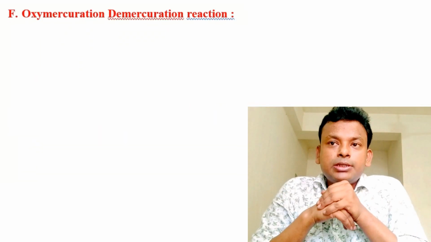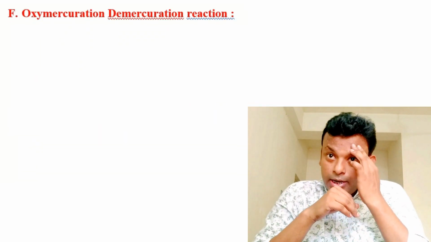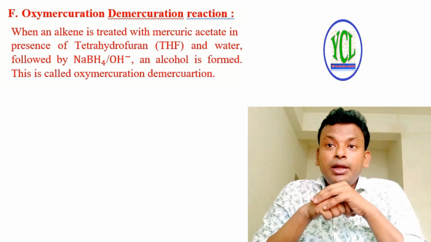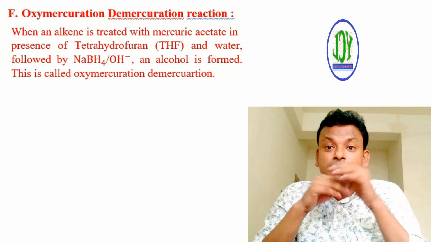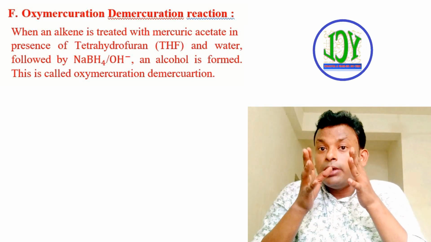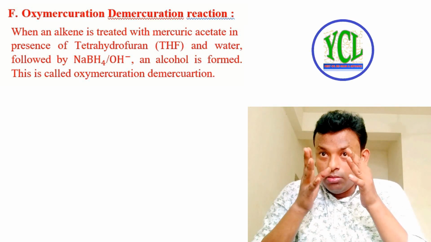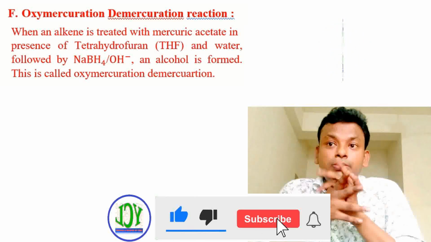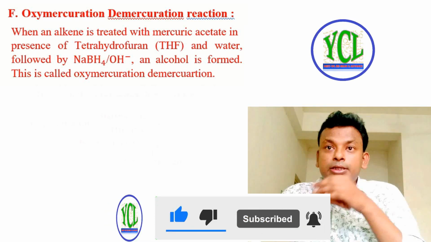Next, the oxymercuration-demercuration reaction. When an alkene is treated with mercuric acetate in the presence of tetrahydrofuran, that is THF, and water, followed by sodium borohydride and OH negative, an alcohol is formed. This is called the oxymercuration-demercuration reaction.